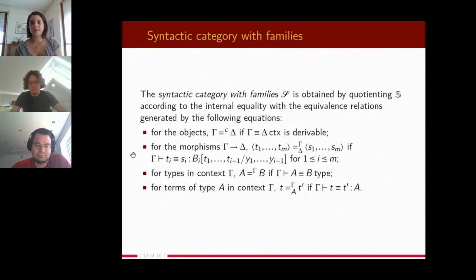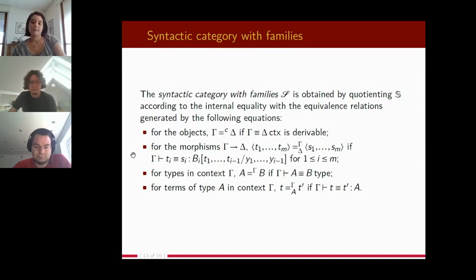So to obtain a category with families, we quotient S according to internal equality. The equivalence relation is generated by those relations. Two contexts are equivalent if they are equal. Two morphisms from gamma to delta are equivalent if the two sequences are pointwise equal, so if the terms in the sequence are pointwise equal.